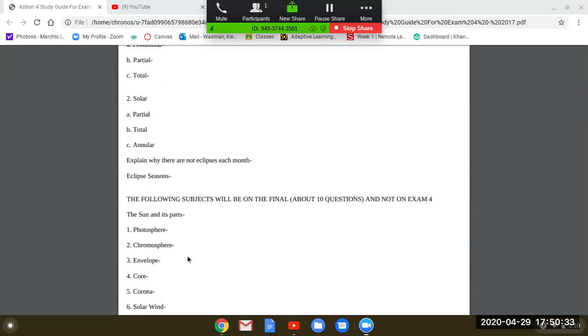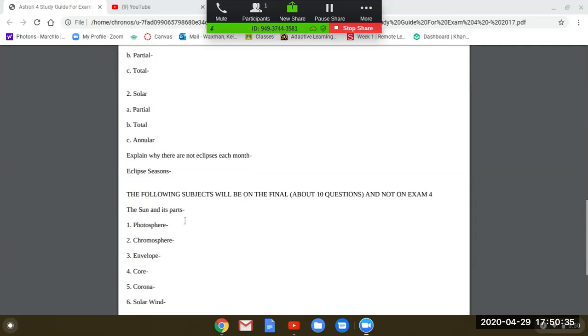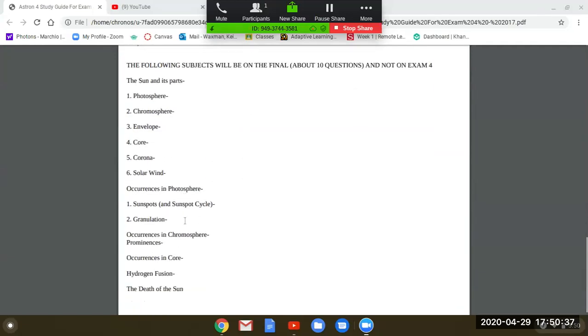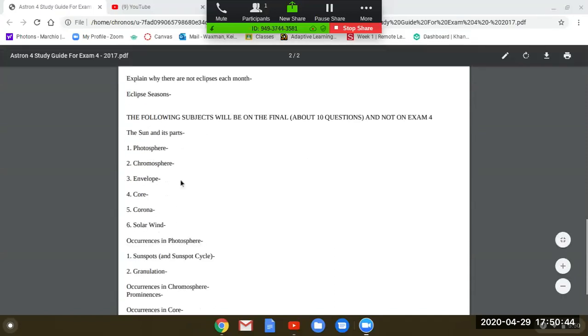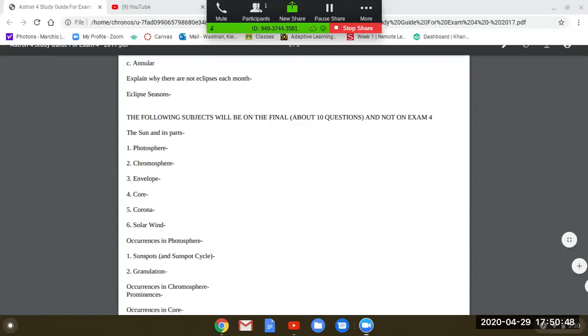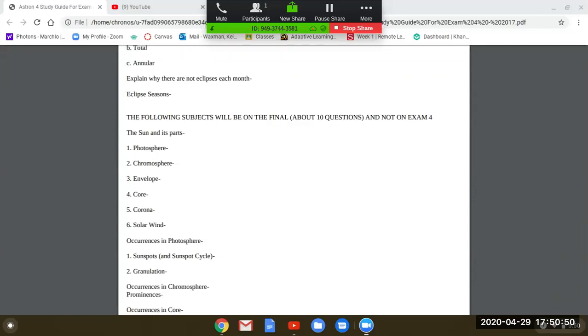This material, the sun and its parts, will be on the final. Don't worry about that for exam 4. On the final will be maybe 5 questions from the sun, plus about 35 questions very similar to the subjects we've already talked about. So make sure also to read the tidbits for this next exam and for the final. There are just some tidbit questions you need to know for the final, not all of them, as it says on the syllabus.